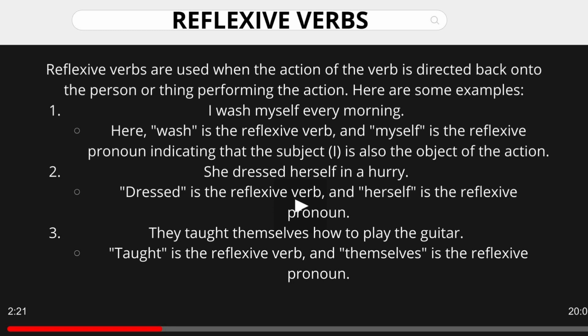Here are some examples. I wash myself every morning. Here, wash is a reflexive verb, and myself is a reflexive pronoun, indicating that the subject I is also the object of the action. She dressed herself in a hurry. Dressed is a reflexive verb, and herself is a reflexive pronoun. They taught themselves how to play the guitar. Taught is a reflexive verb, and themselves is a reflexive pronoun.